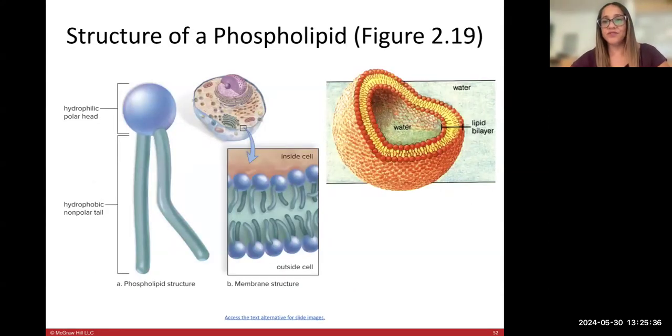So you have a head, you have two tails, and then on the right is a picture where you can see how they are arranged in the lipid bilayer. There's water on the outside of the cell, there's water on the inside of the cell. So the hydrophilic heads that like the water will line both the outside and the inside, and then the tail is that yellow portion around it.